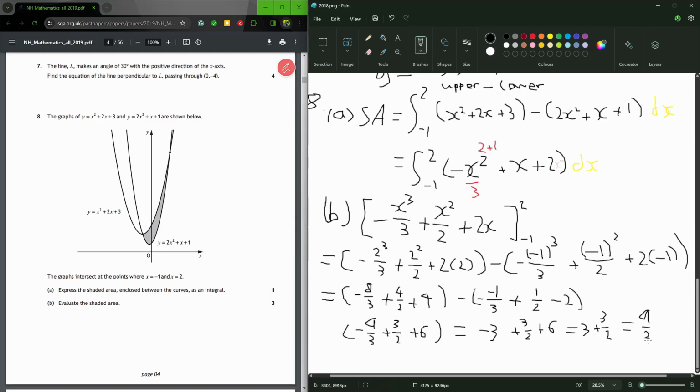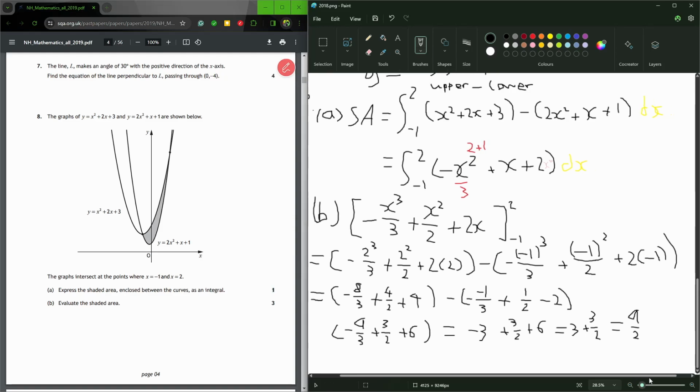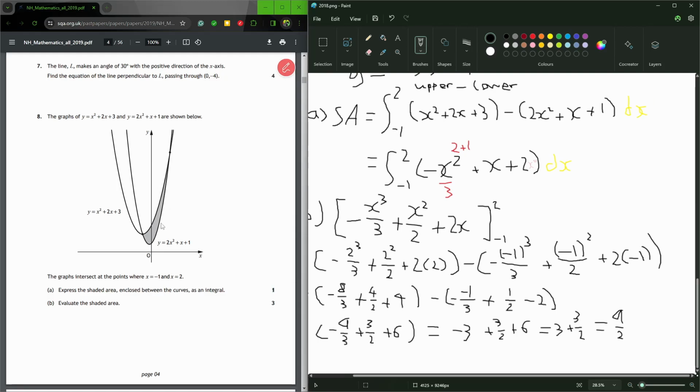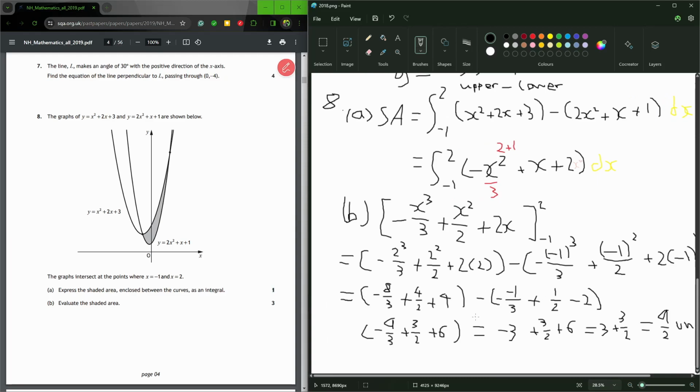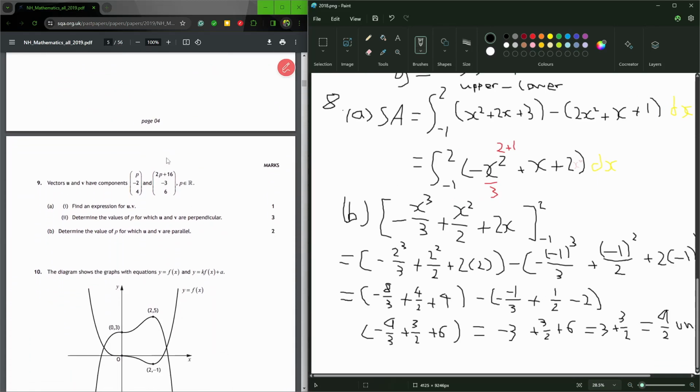And there's one final thing we need to do. I don't think we need to do this, but shaded area. We don't know the units, but I would always write units squared just to make sure. So that's your shaded area. You can even write out saying shaded area equals 9 divided by 2. So there's integration. Hope it wasn't as difficult as maybe you previously thought.